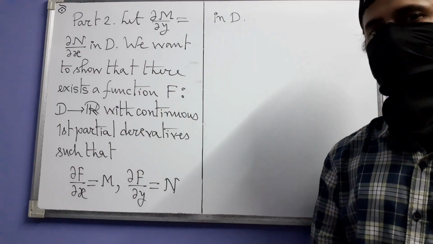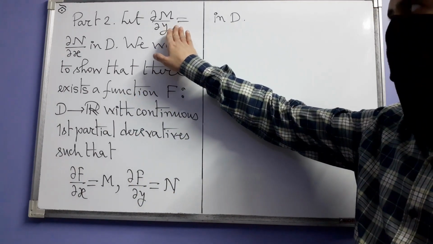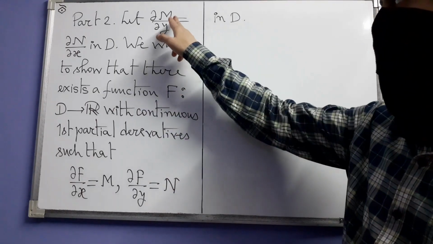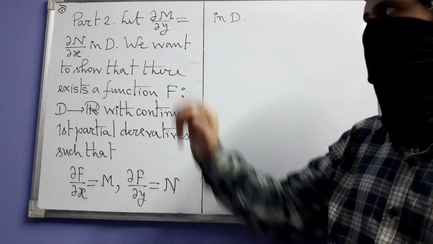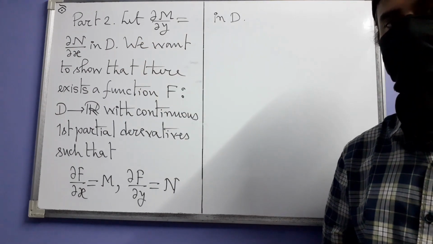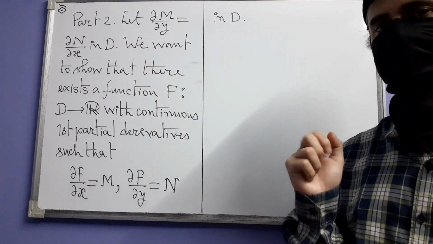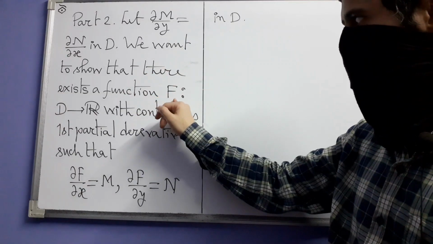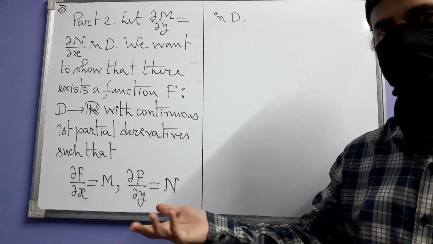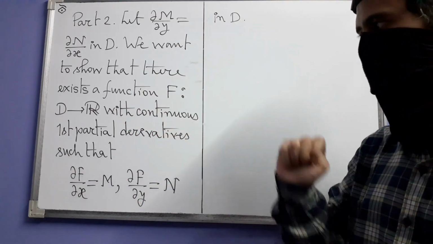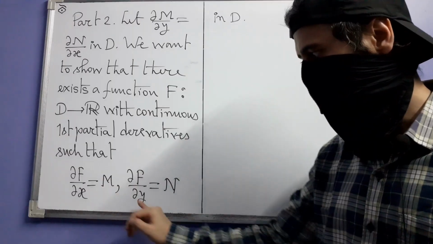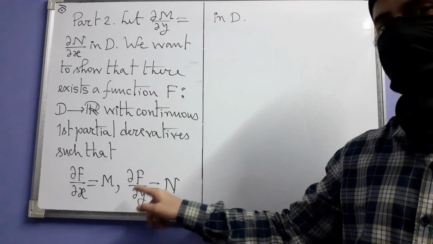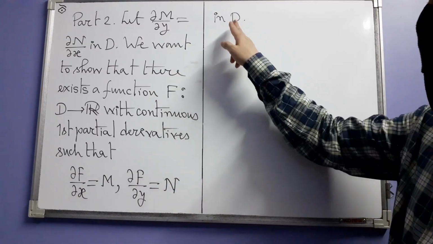So in part 2, of course, we start with this condition, which is what we proved in part 1 because it is the converse. So ∂M/∂y is equal to ∂N/∂x in D. And now we want to prove that our equation is exact, which just means that we want to show that there exists a function f like that, which has first continuous partial derivatives and for which these equations are true. ∂f/∂x equals M and ∂f/∂y equals N in D.